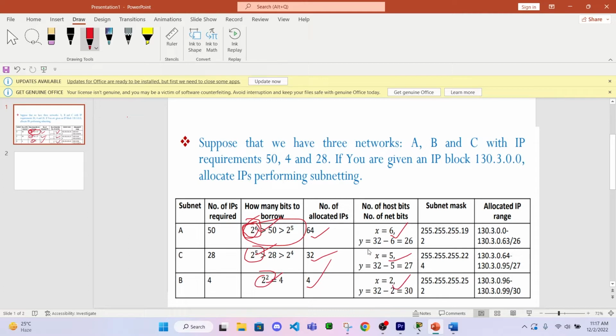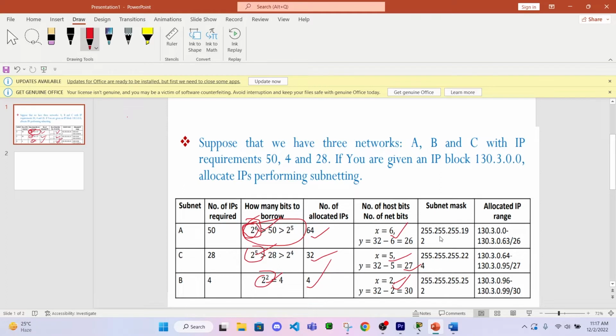And then comes y. y is 32 minus x. Here y is 32 minus x. x means 6, so 32 minus 6 is 26. And then x equals 5, so y equals 32 minus 5, that means 27. And then y equals 32 minus 2, that means 30.